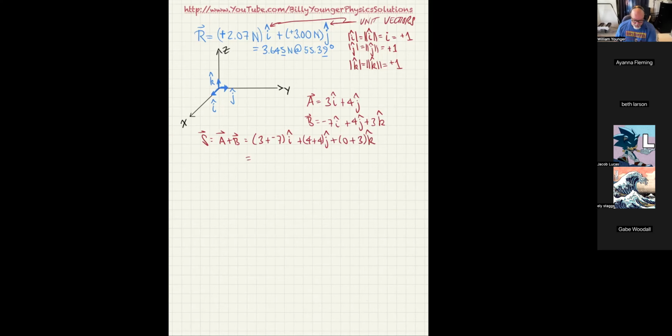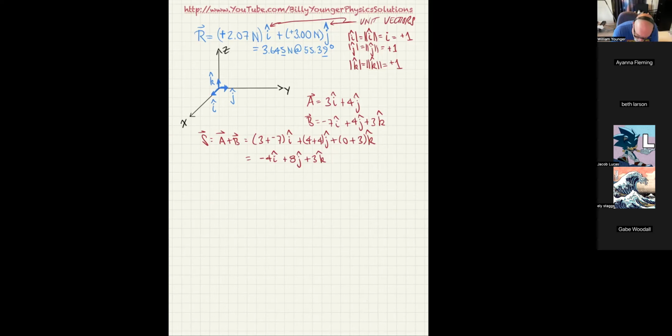Notice I didn't put any units on it. It is okay to have a vector that truly has no units, but it's quite often quite normal to have units of like 3 newtons, 3 meters, 3 meters per second, or whatever. But the main thing is now that I've added these like components, 3 plus negative 7 is negative 4. So I got negative 4 I hat. 4 plus 4 is 8. So that's plus 8 J hat. And 0 plus 3 is 3. So that's plus 3 K hat. And that's how much easier it is to add vectors now that we're using the IJK notation.